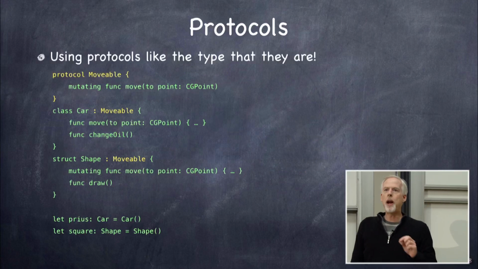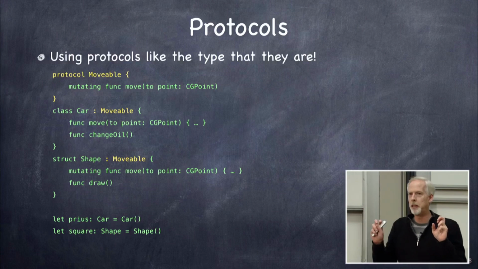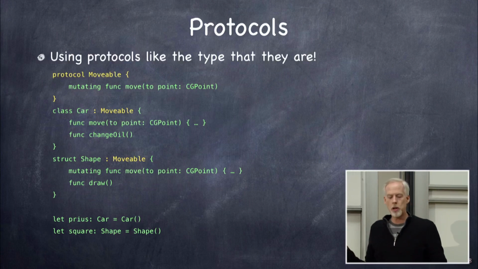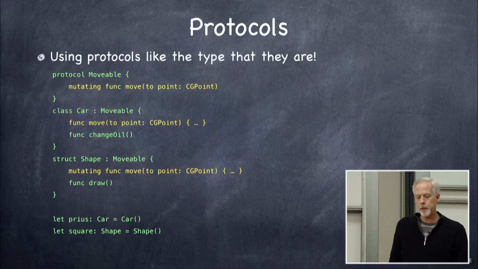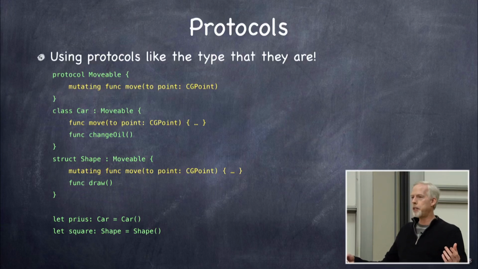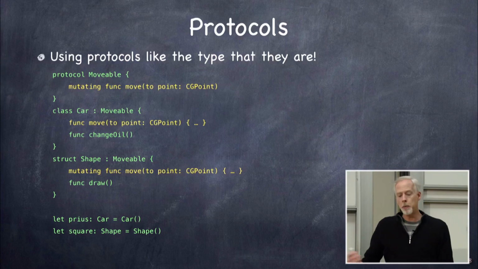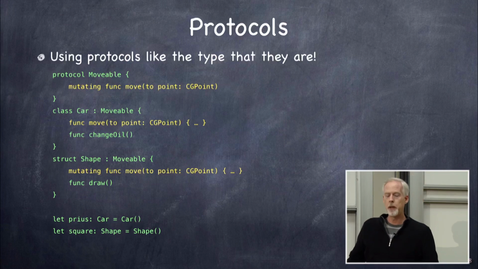Okay, let's see an example of using protocols like the type they are. Okay, protocols are types. So here I have a protocol called Movable. It has one method in it called moveTo, right? And I've created a class called Car, which can be moved, and another struct called Shape, like triangle or square, which can also be moved. Now, a car and a shape, incredibly different things, and one's a class and one's a struct, but both of them implement this same protocol. Okay, and we're going to see what it looks like in the code when you have this kind of situation. It's just perfectly legal to do this.